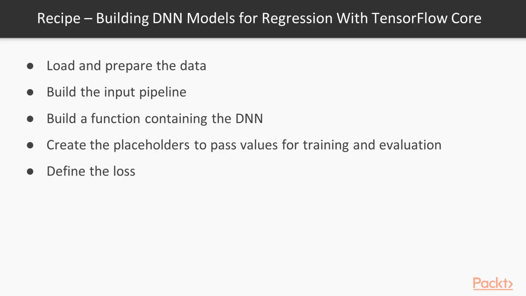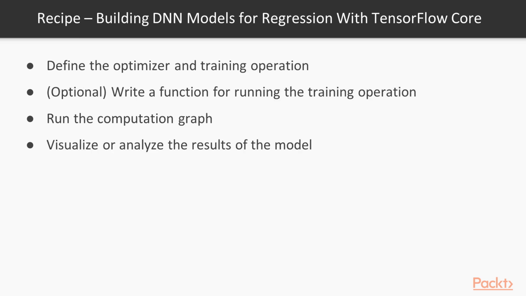Okay, so now let's go to the presentation and review the recipe that we followed in this video. Just to summarize, this is the recipe for building DNN models for regression tasks with TensorFlow Core. The first step is to load and prepare the data. Second step, build the input pipeline. Third step, build a function containing the deep neural network. Fourth step, create placeholders to pass values for training and evaluation. Fifth step is to define the loss, and if you are doing regression tasks, most of the time the loss that you will use is the mean squared error. Step 6 is to define the optimizer and training operation.